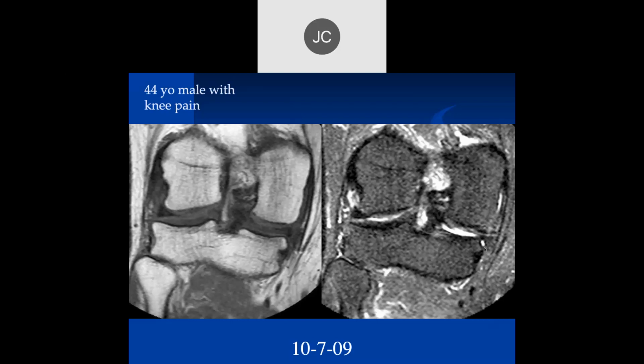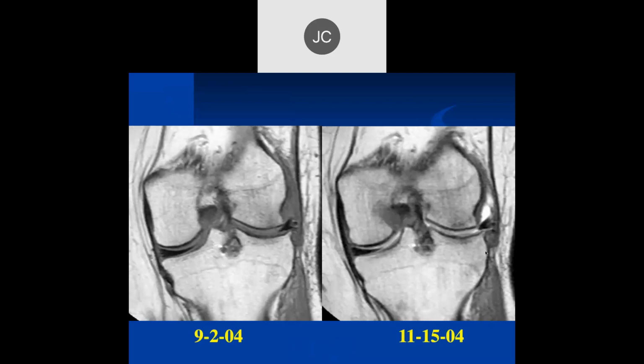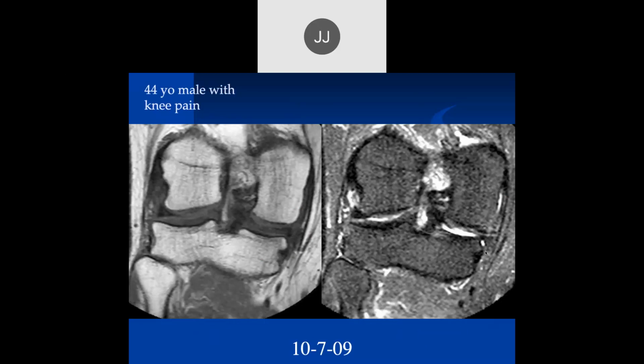And that looks more like dislocation rather than subluxation.